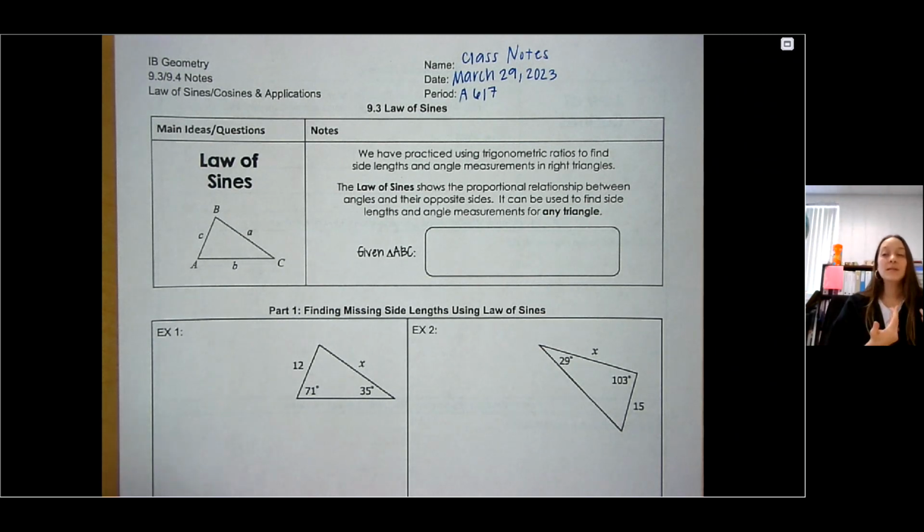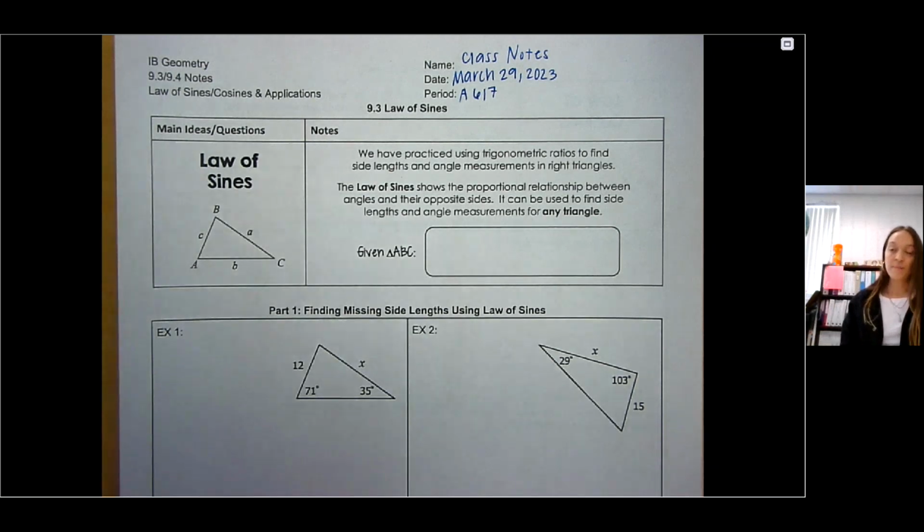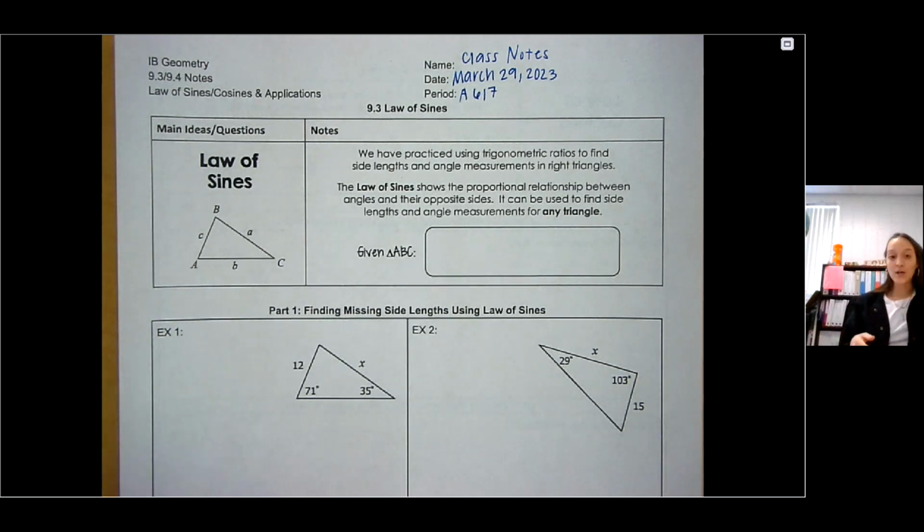Now, sometimes you are going to have triangles that are not right triangles. And the only way to figure out the side lengths or angle measures of those triangles is to use something called the law of sines and the law of cosines. We're not allowed to use regular trig because that only works with right triangles. The law of sines shows the proportional relationship between angles and their opposite sides. It can be used to find side lengths and angle measurements for any triangle. So again, it does not just have to be a right triangle. It can be any triangle at all.